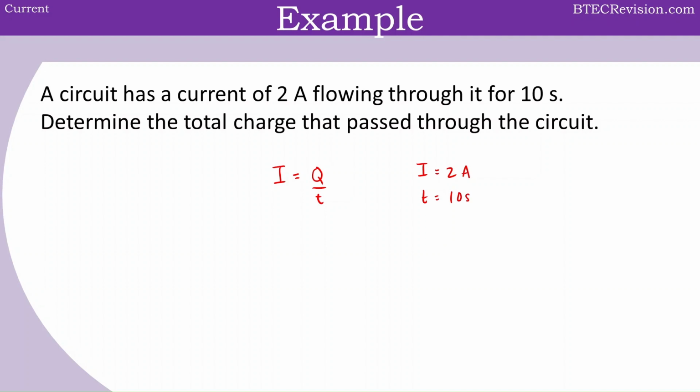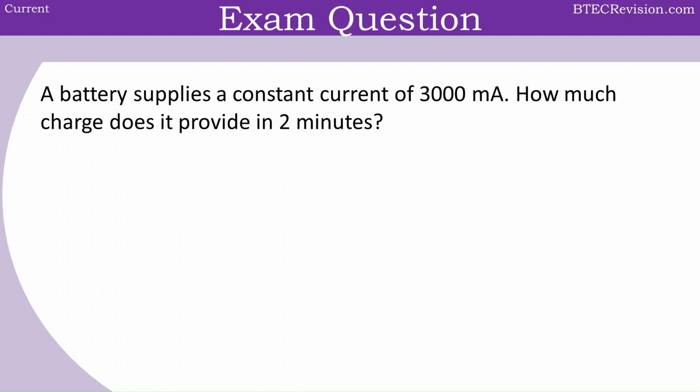Now we need to rearrange this for charge, which is Q. So I'm going to times both sides by T, giving me Q equals I times T. Sub in the values. Current is 2 and time is 10. Multiplying gives me 20 and the unit is coulombs. Now pause the video here and attempt this exam question.